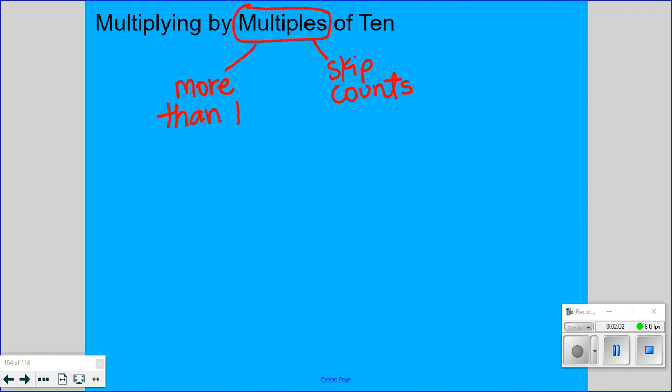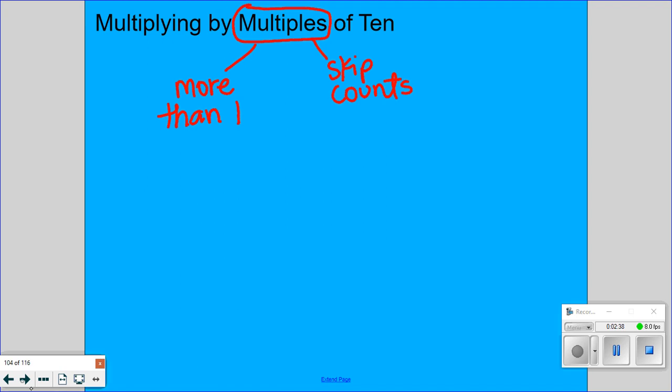Gia? 200 is a multiple of 10. It's a skip count of 10. Can you think of another multiple of 10? Tegan? 20 is a skip count of 10. Carl? 40. Kaden? 50. Heidi? 60 is a multiple of 10. So today we're multiplying by all those numbers you just listed.